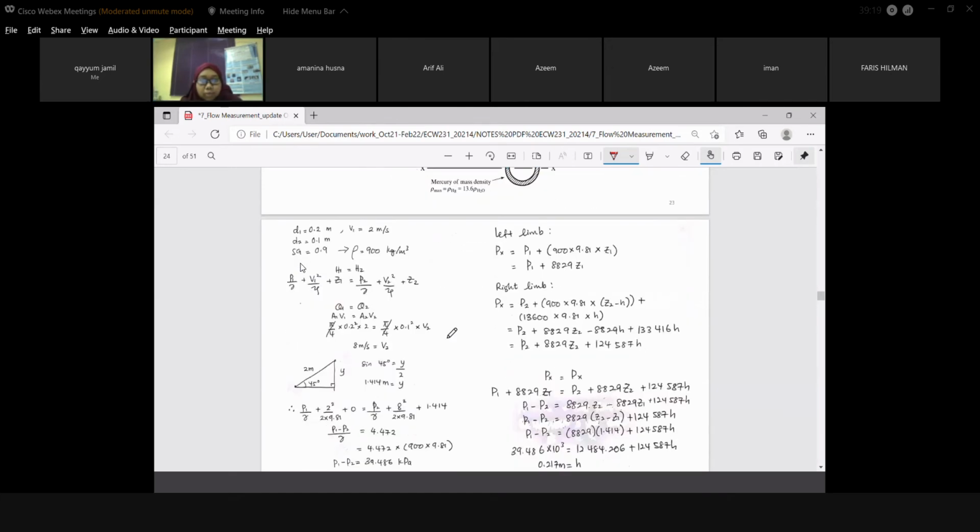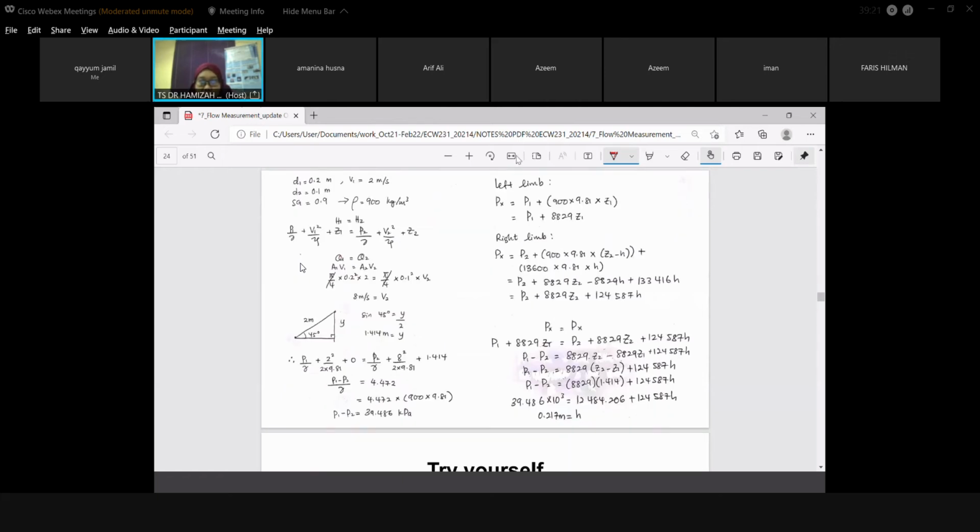Okay, so list out all the information given. So from this information, you boleh dah dapat agak yang you kena cari dulu V2, sebab kat sini missing. Missing pieces ni kena cari dulu. Okay, just write down the Bernoulli equation first, and then cari dulu V2. Okay, we use continuity equation here.